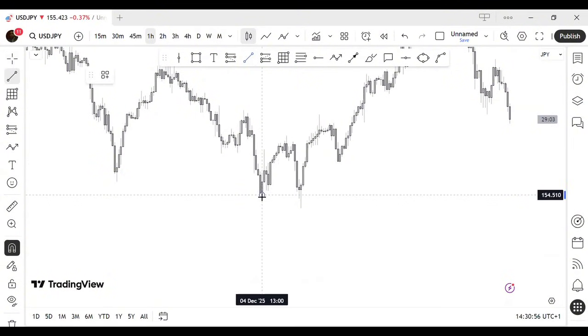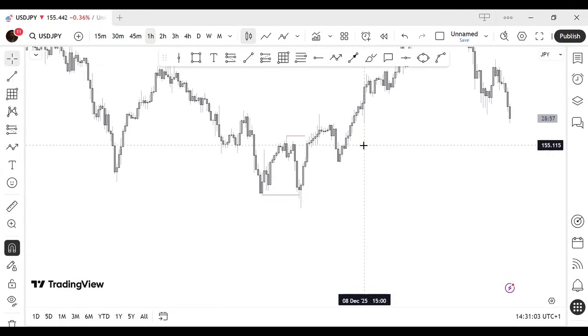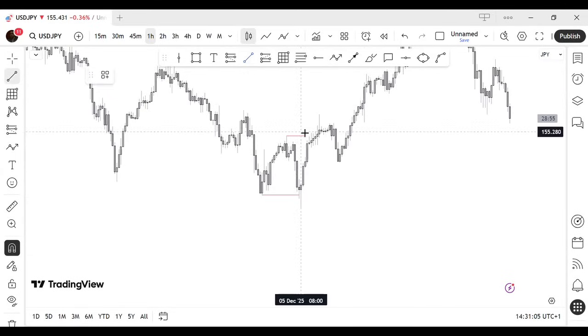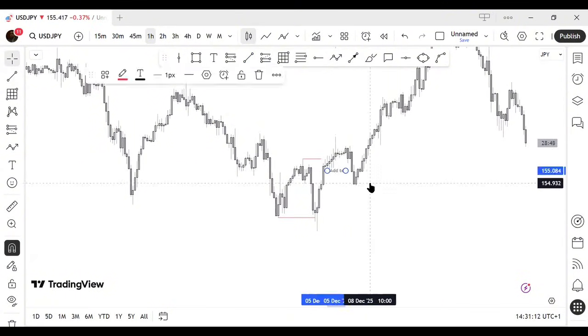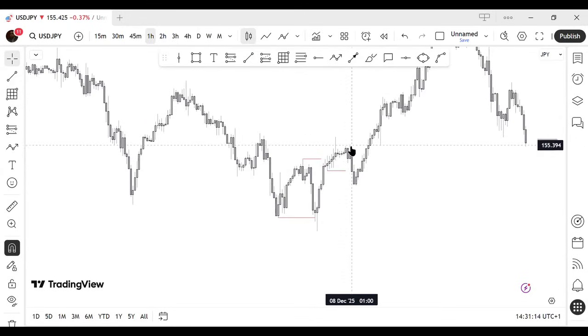I mean to say, we had a sweep of liquidity of this low, and we also had a break of structure of this high, giving us our sweep and break. Now we have some clusters of wicks around here, which we can use as our liquidity. Now, this was our liquidity happening on the H1 time frame.